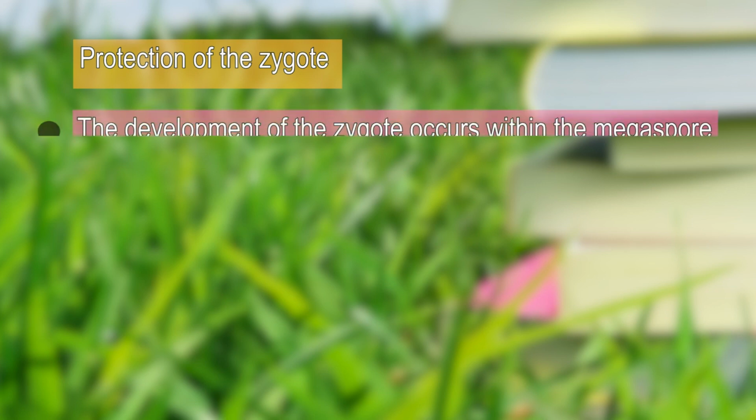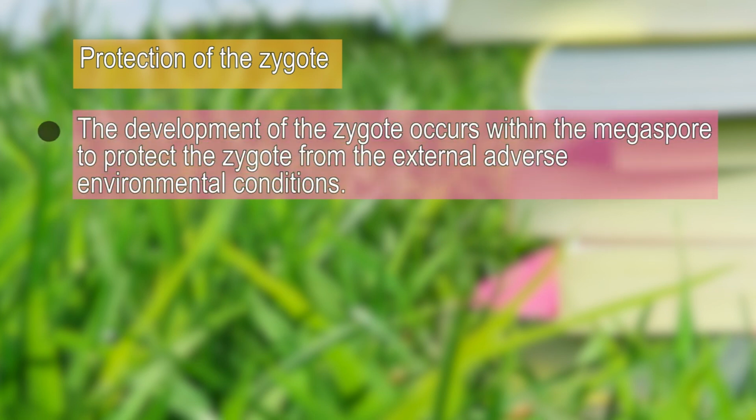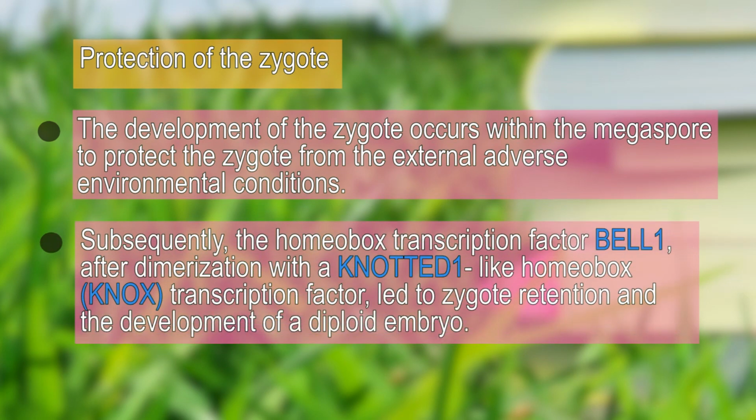Another thing that occurred in terrestrial plants was the development of the zygote within the female gametophyte, and this was the reason to protect the zygote from the external environment. Here we can see very recently a homeobox transcription factor called BEL1 or BELL1, after dimerization with the KNOTTED1-like homeobox transcription factor, led to the zygote retention and development of the diploid embryo.